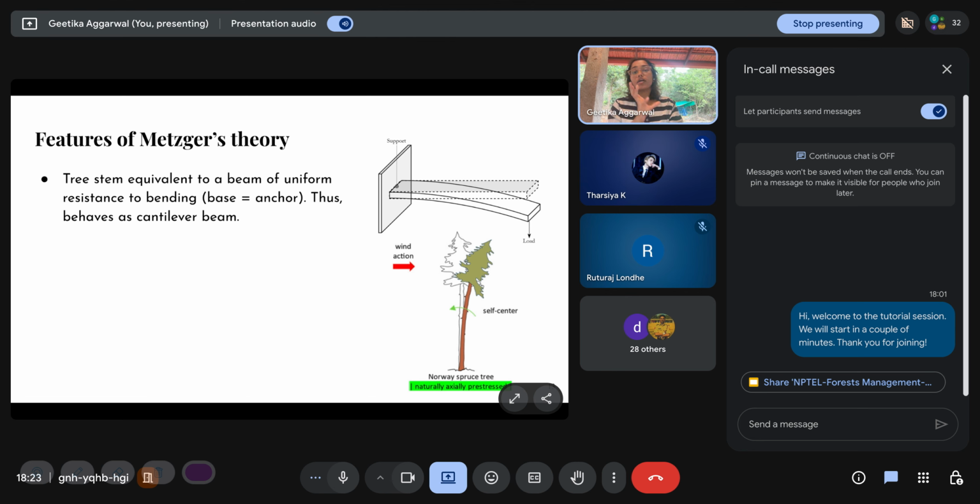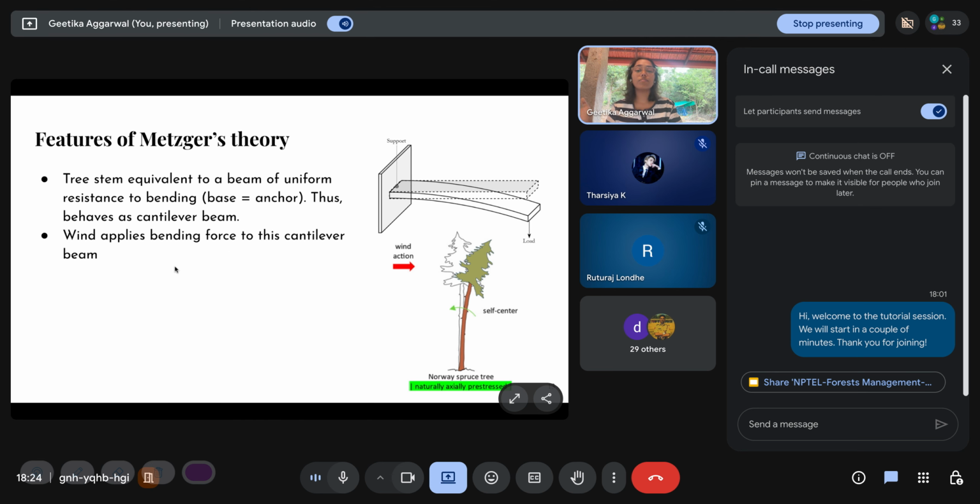So the tree stem, according to this theory, is equivalent to a beam of uniform resistance. Now, it is important to keep in mind that the tree, according to this theory, has a uniform composition. For example, like the cantilever beam. The cantilever beam has a uniform composition throughout, it's made of the same material. So, according to this theory, the stem has the same material throughout, and it has a uniform resistance to bending. So at any point, it can resist the bending force equally. Uniformly it can resist the bending force. In that way it behaves like a cantilever beam.